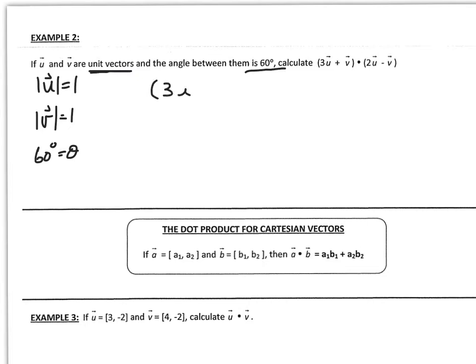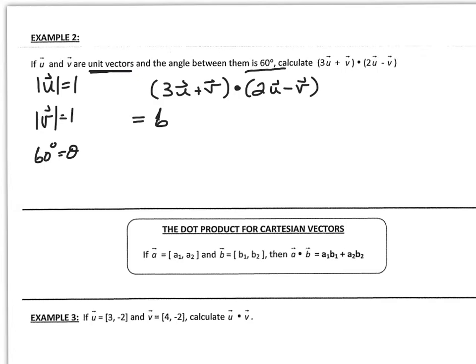So 3u plus v, dotted with 2u minus v. Okay, we work with them the same way we would do the foiling type of idea, except we don't do this. So this, we do 3u dotted with 2u. Remember, the coefficients or the scalars that we're multiplying, we can just multiply straightforward, so we get 6 in there for that.